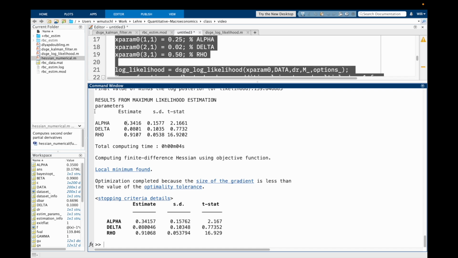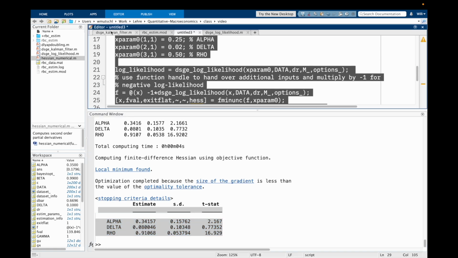So this is Dynare's maximum likelihood estimation, and this is our maximum likelihood estimation. We use the same initial values, we use the same numerical optimizer, and the same way to compute the Hessian. The numerical Hessian function is exactly the one used by Dynare to compute the Hessian. And yeah, that's it. Maybe one little side note.